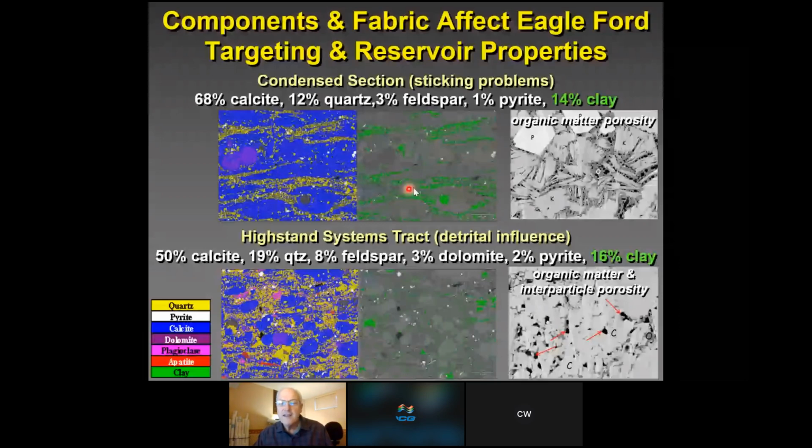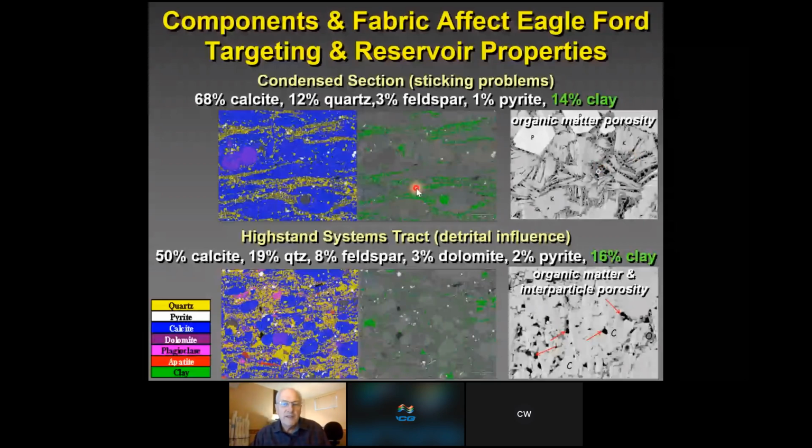So you can see in this FIB SEM that we've got a lot of porosity in a lot of organic material here in the condensed section and a lot of clay. That's kaolinite. But the clay was in layers, was in sheets. It was like trying to drill through a bunch of rubber sheets.